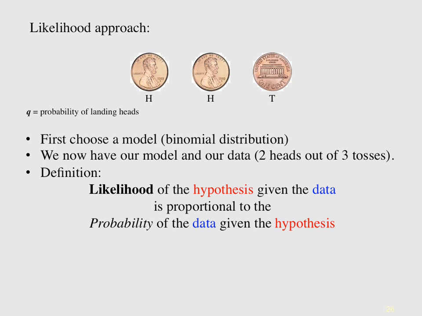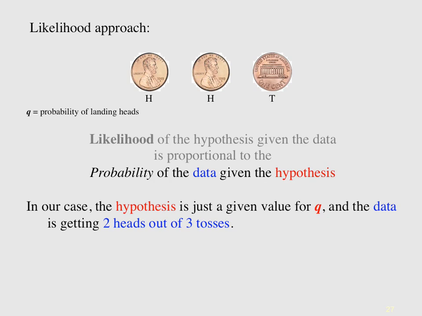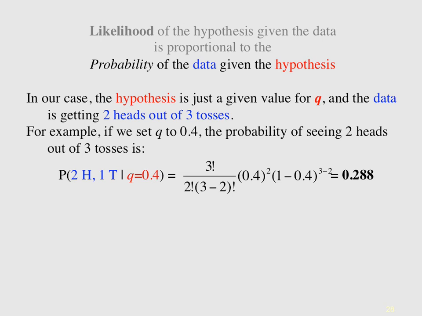Okay. That's a mouthful. What does it mean? In our case here, the hypothesis is just a given value for Q, the probability of heads. And the data are just getting two heads out of three tosses. Those are our data. So we could use the binomial formula, and plug and chug there. Here are the data, two heads in three tosses, and plug in there.